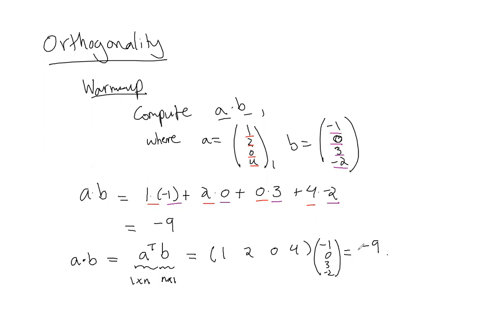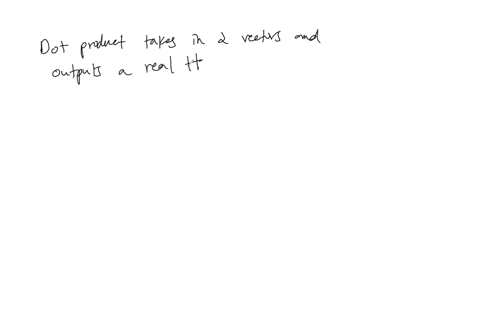Okay, so that was just a warm up, so we're all on the same page on dot product. So the dot product takes in two vectors and outputs a real number. And we're going to generalize this later in the course to arbitrary vector spaces. But for now, we'll just stick with the dot product.